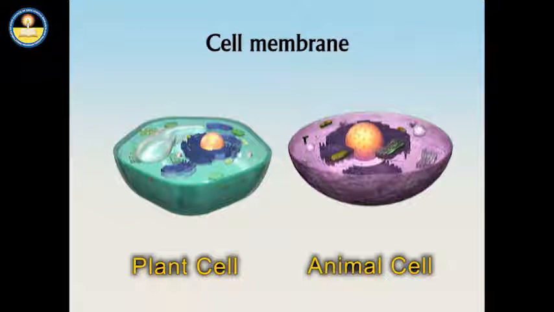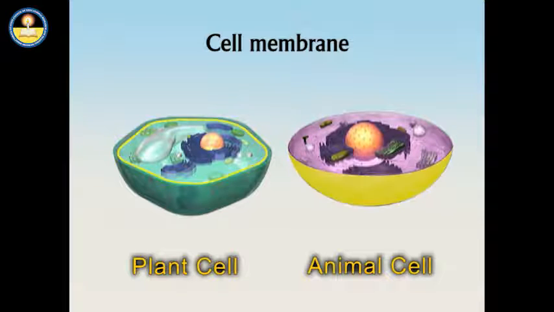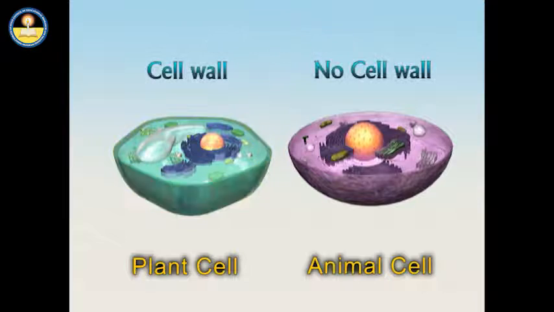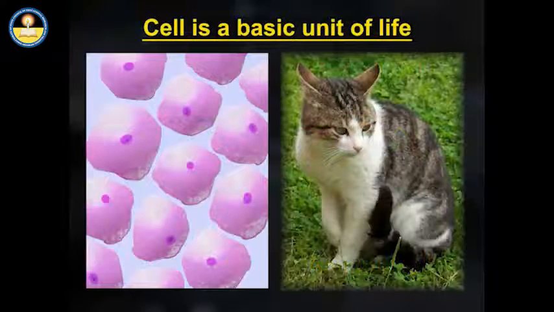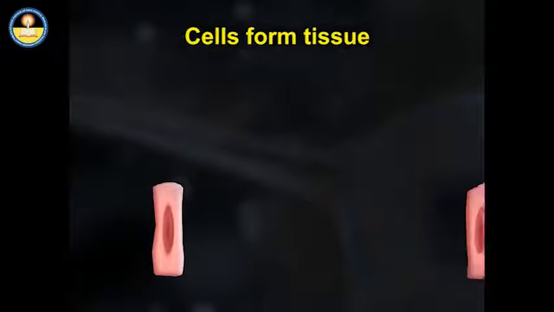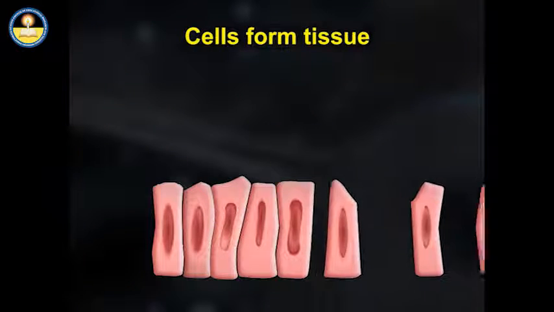When we compare the structure of these two cells, both are covered by a thin membrane known as the cell membrane, but the cell membrane of a plant cell is also surrounded by a tough layer known as the cell wall. These are the cells, the basic unit of life. These are animal cells. The cells group together to form tissues.